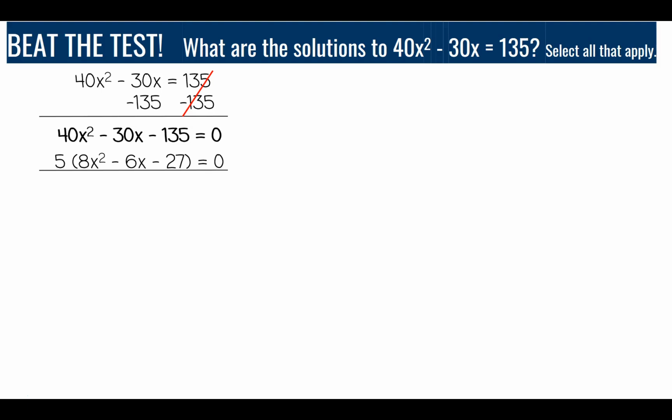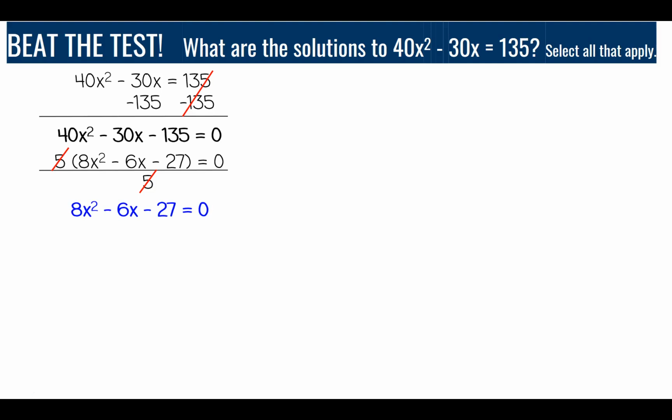He's on the outside, but what's missing with the 5? He doesn't have an X. Okay, so since he doesn't have an X with him, he's not going to give me a solution for X. So he is not needed anymore. We're going to get rid of him. What we're going to actually factor is 8x squared minus 6x minus 27.